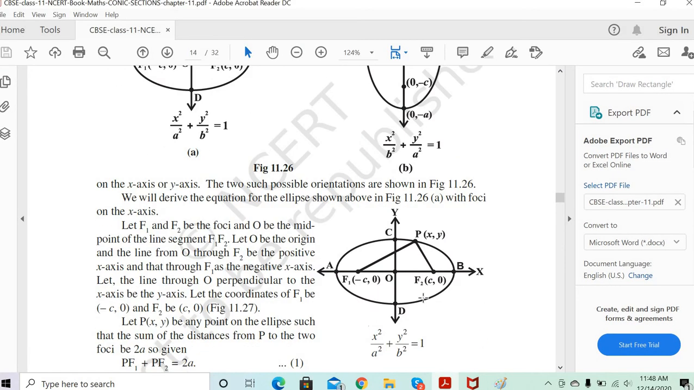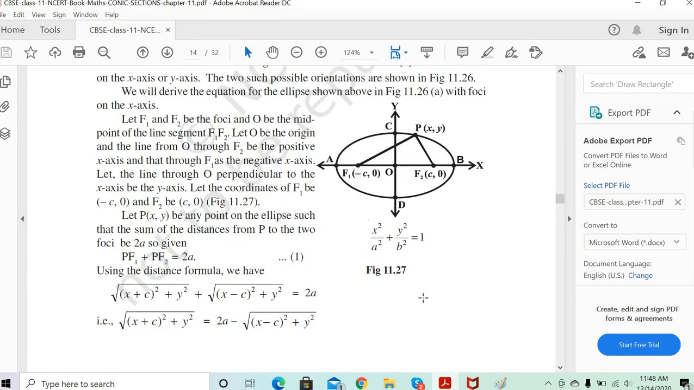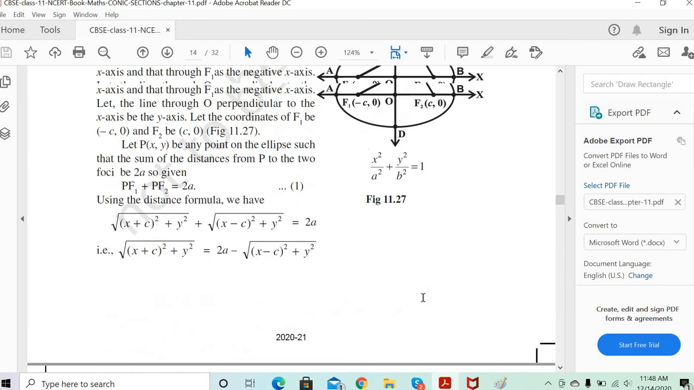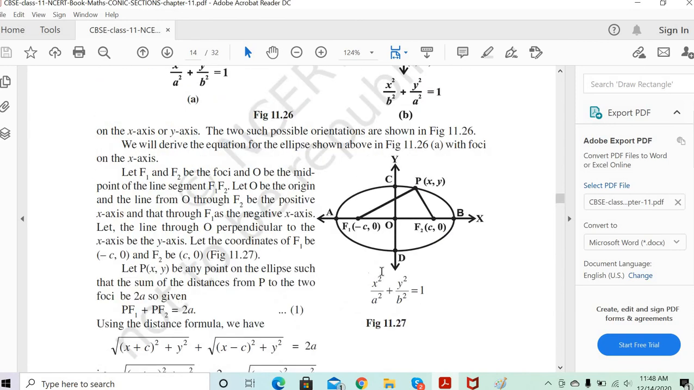Now let's go to the next part. How will we derive the equation of the ellipse? Draw the figure 11.27. We'll consider any point on the ellipse, called P, with coordinates x comma y. As per the foci, we know that F1 is minus c comma 0 and F2 is c comma 0. Correct?